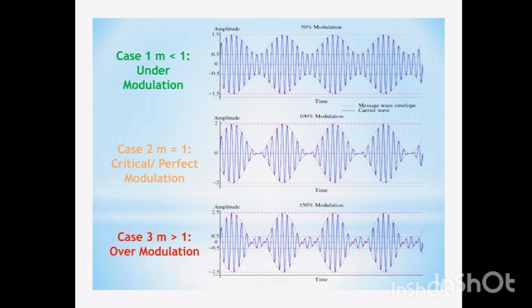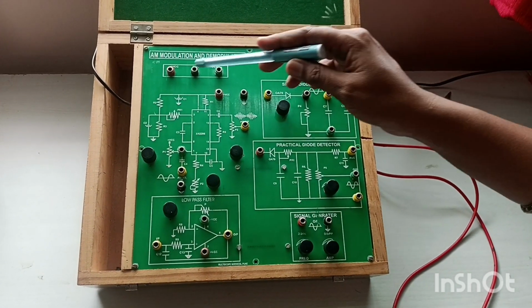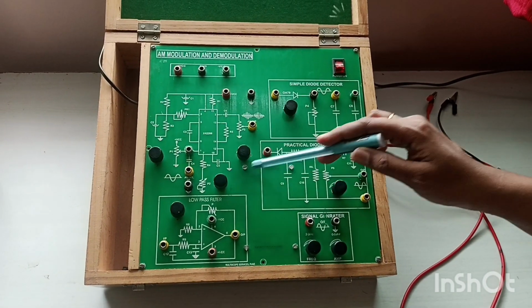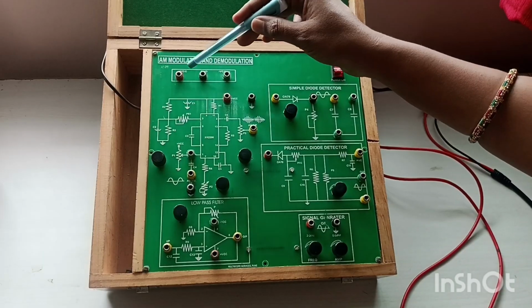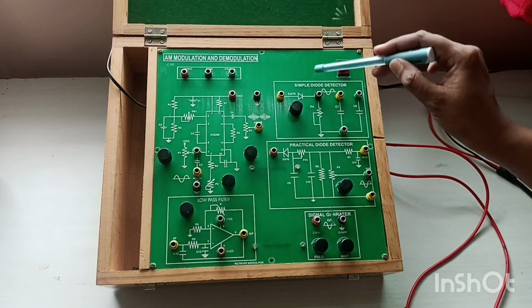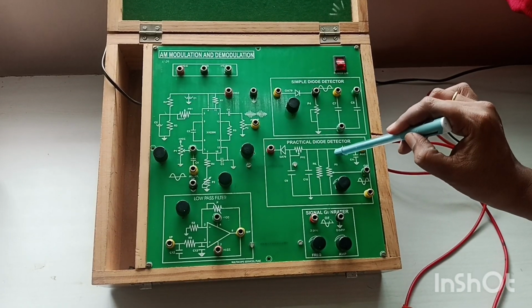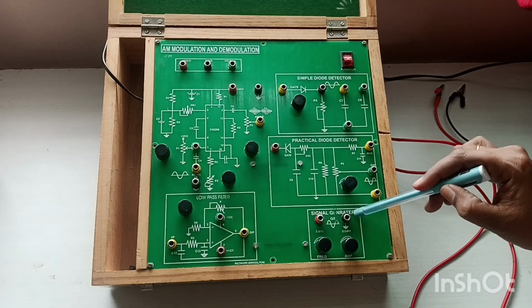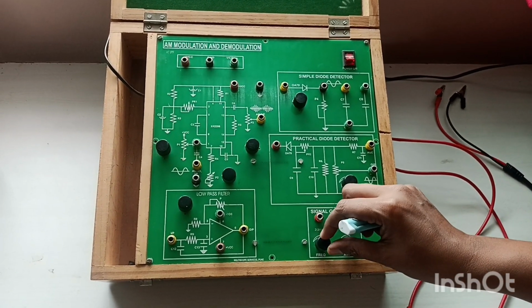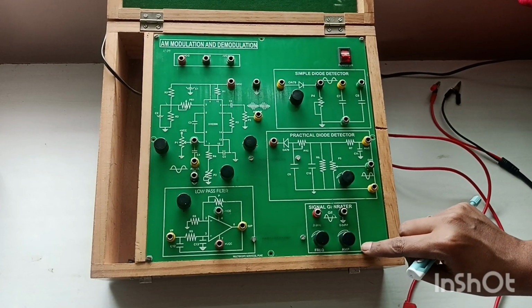Now we will see the practical implementation of AM modulation with this circuitry. This circuitry shows the AM modulation. These are the power supply pins, VCC plus, VCC minus, and ground. There are two types of detectors on the circuit, a simple diode detector and a practical diode detector, and after that a low pass filter can be used. This is the signal generator. There are two different knobs, a frequency knob and an amplitude knob, to change the audio frequency and amplitude.